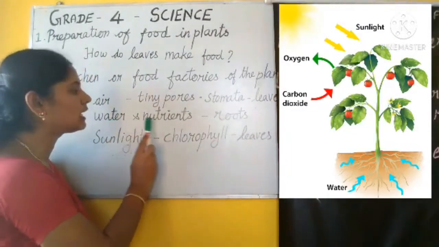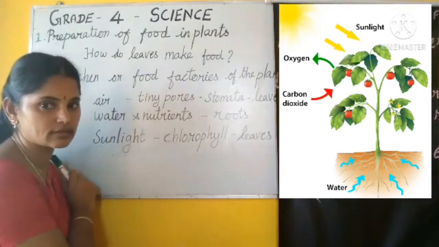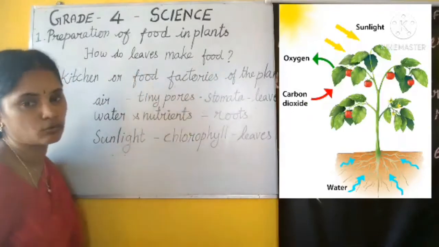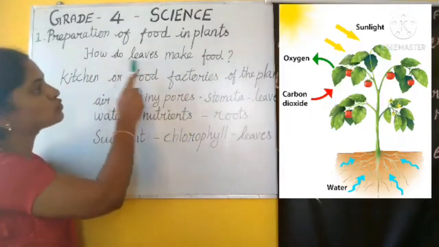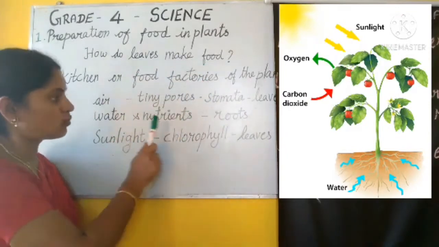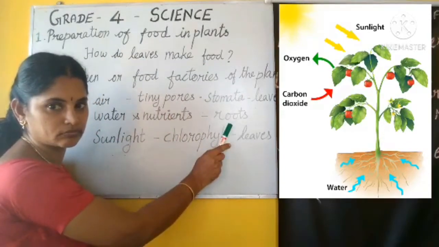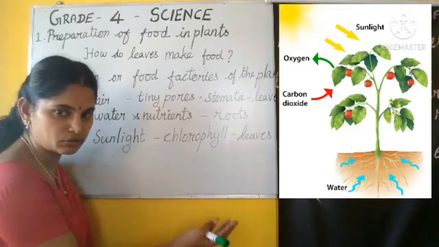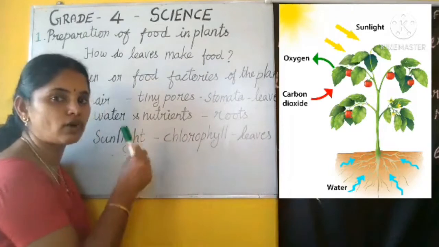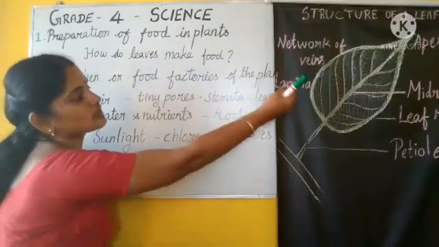Okay. Then water and nutrients. Water and nutrients are needed for the plants to make their own food. The water and nutrients are absorbed by the roots. They are present in the soil. Through the root, the plant absorbs that water and minerals. Then they pass it through the stem and it reaches the leaves.